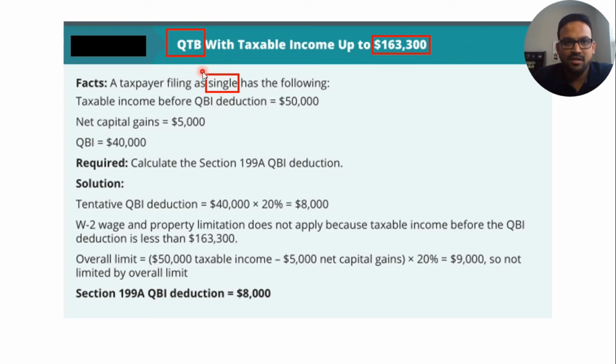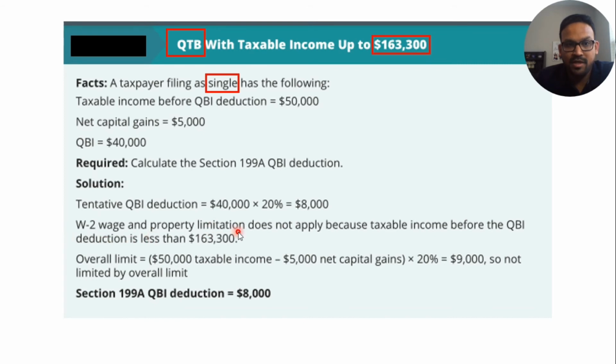And if you see here, this is a single taxpayer, and we have QTB, and total income is 163,300. Let's read the facts. Taxable income before QBI deduction is 50,000, net capital gain is 5,000, and QBI is 40,000. Calculate the 199A QBI deduction. So your tentative QBI deduction in this case would be 20% of 40,000, which is 8,000. As you see, this 163,300 is the income.